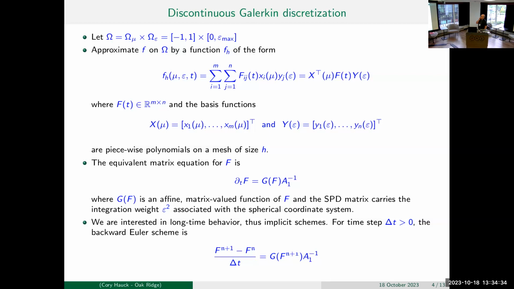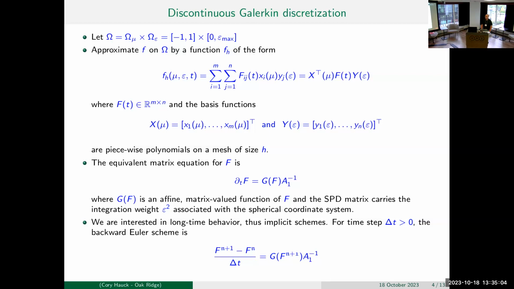So if I do the Galerkin approximation, I won't go through the details. What you get is a matrix ODE for F. This function G is a matrix valued affine function. And this matrix A is a symmetric positive definite matrix A1. You're going to see it all over the place. I wouldn't let it confuse you. It simply comes from the weight associated with epsilon squared when you do integration in the polar coordinate system. That's all it is.